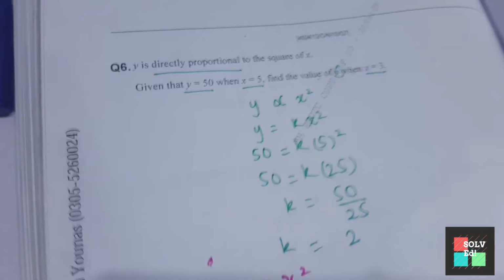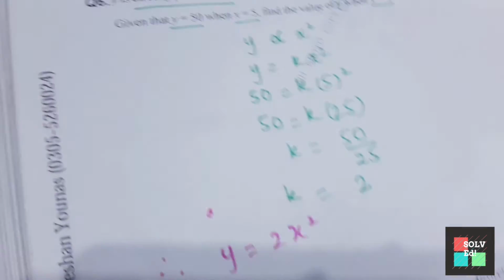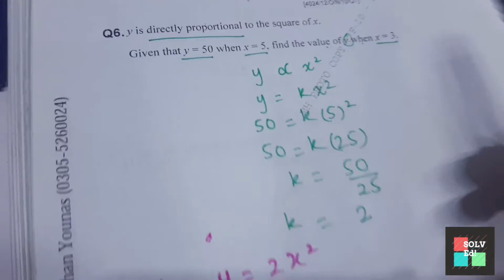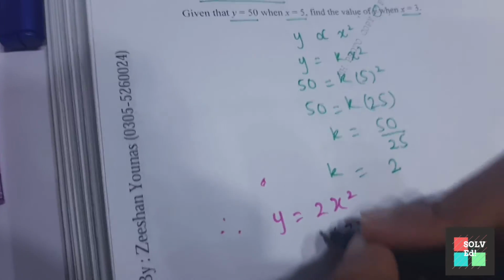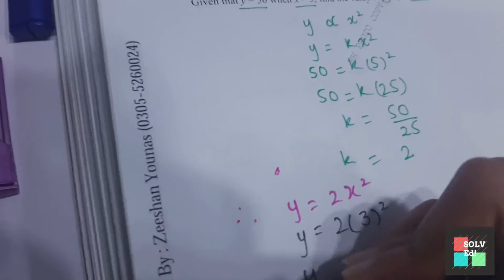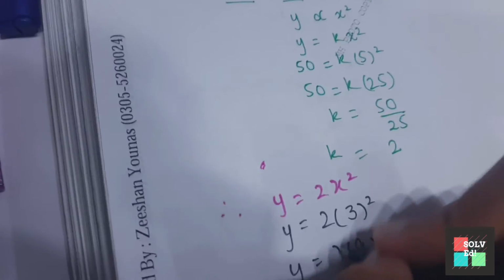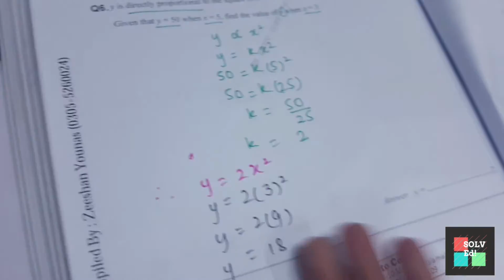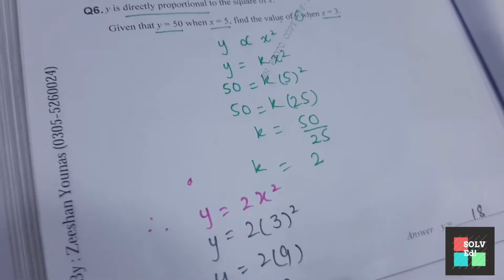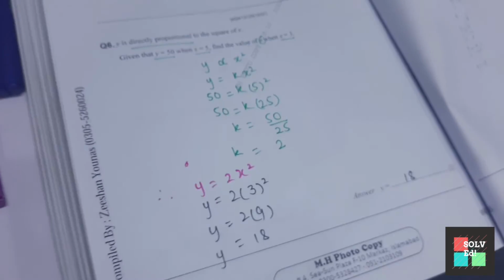And now they've given us another situation. So find the value of y when x equals 3. We can simply solve this algebraically. I'm just going to plug in the value, and here is our answer, which is 18, if I've not done anything wrong. So if your answer is 18, you're good to go. This one as well.